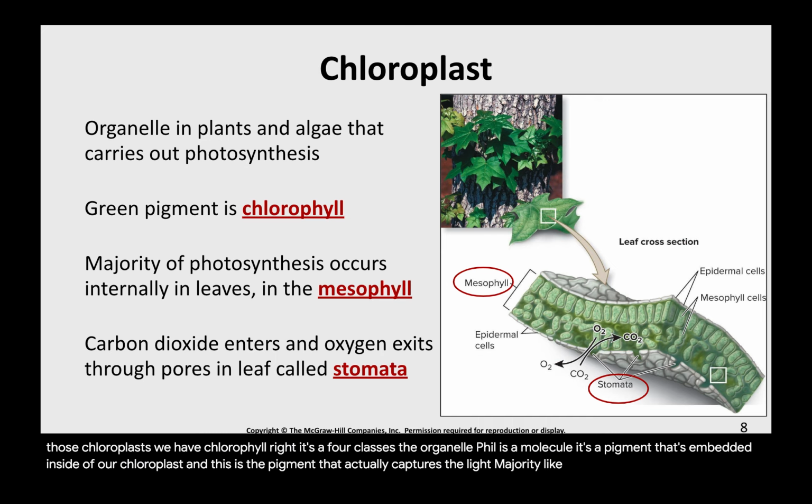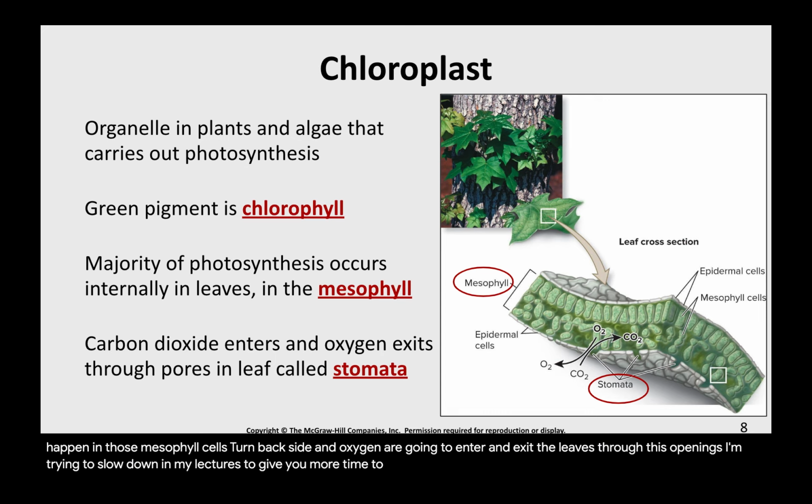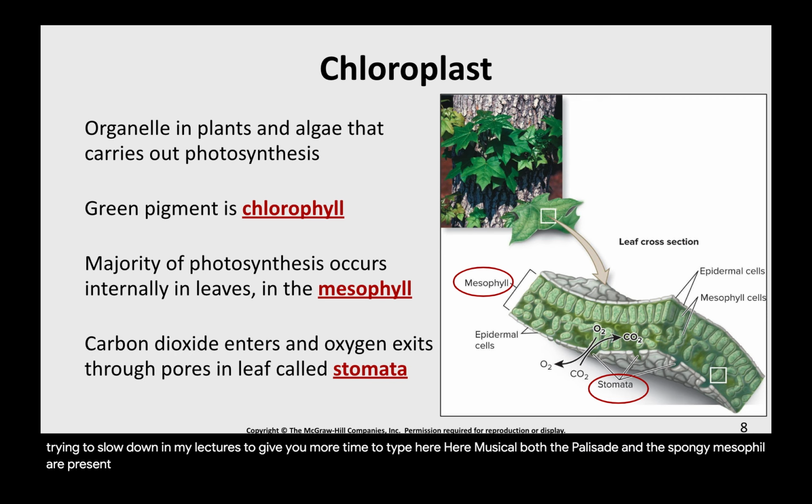The majority of photosynthesis, like I said, is going to happen in those mesophyll cells. And then carbon dioxide and oxygen are going to enter and exit the leaves through the stomata. The stomata are those openings. I'm trying to slow down in my lectures to give you more time to type here. We see the stomata on our image here. Mesophyll, both the palisade and the spongy mesophyll, are present.